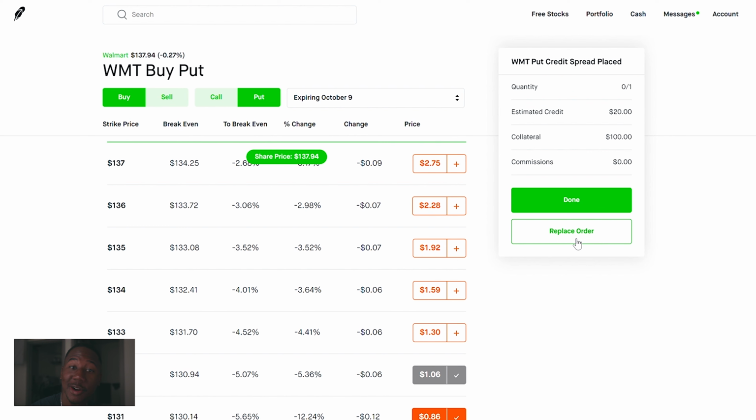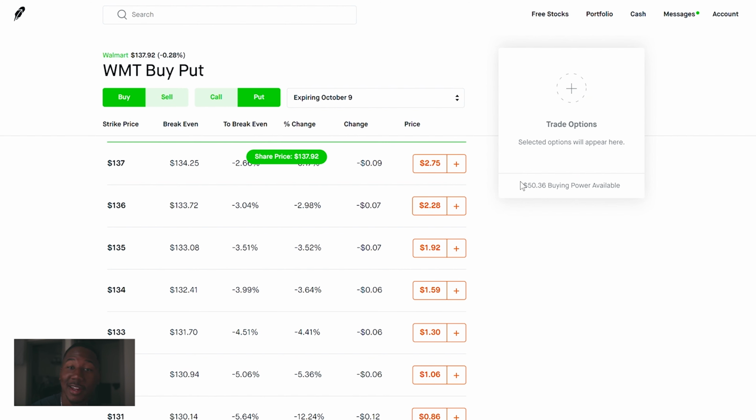Now you see the collateral is $100. Let's go check my buying power. It was at 130. Now it's probably going to be at about $50. Okay, so yeah, I click done and you see my buying power is at $50. So that is how the collateral works.